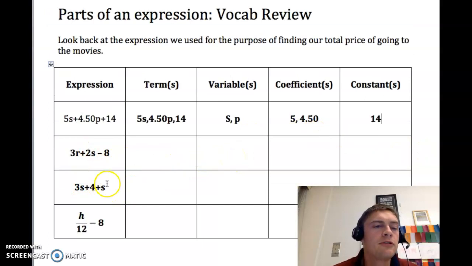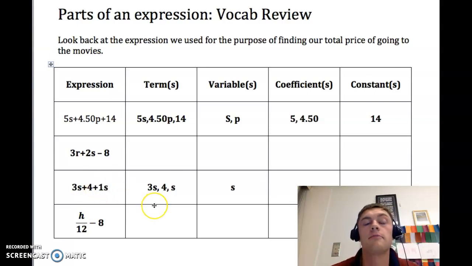I'm going to jump down here, just two trickier ones. This one, 3s plus 4 plus s. The terms are 3s, 4, and s. The variables, it's only s. The coefficients here, tricky part. If there's ever just a variable with no number in front of it, it's really a 1. How come? We can talk about that on Tuesday, but if you do know, let me know. So then the coefficients here are 1 and 3, and the constant is 4.